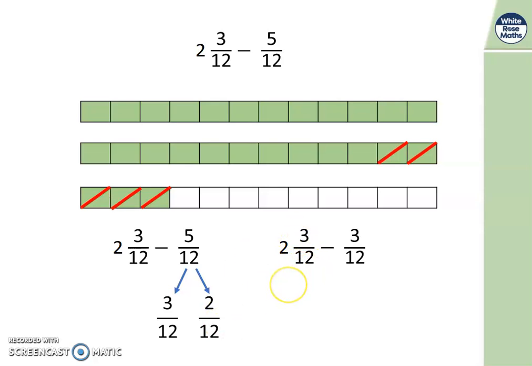2 and 3/12, subtract the 3/12 first, gets me back to 2 whole 1s. Then my 2 whole 1s, and I took off the remaining 2 of those 12s. And that's left me with 1 whole 1 and 10/12. Let's move on.